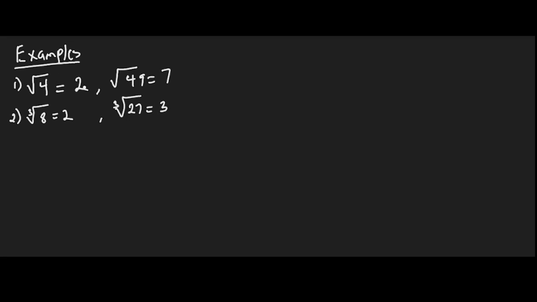Here, what we mean by the square root of 4 is that the same number that we multiply by itself is going to give us 4. That's 2. Here, 7 times 7 will give us 49.